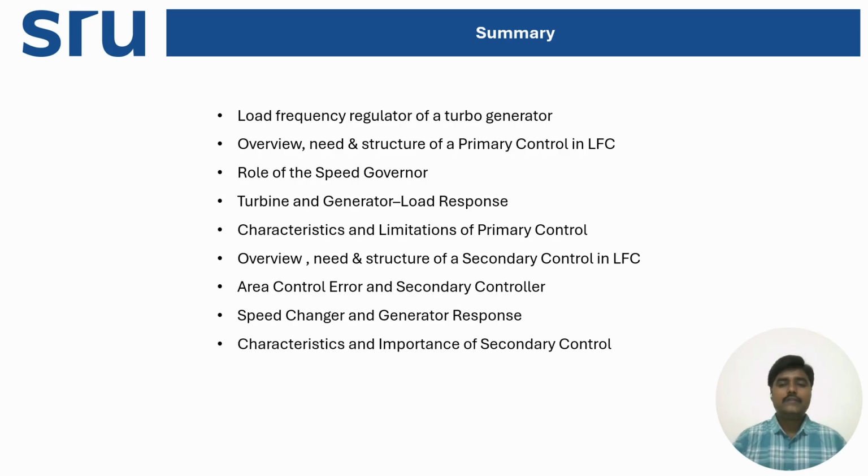So now we can summarize what we have seen in this lecture. We have discussed the load frequency regulator of a turbo generator, and we have seen the overview, need, and structure of both primary control and also the secondary control. And we have seen the characteristics and limitations of both primary control and the secondary control. And we have introduced area control error in the secondary control. And we have seen how the speed changer and generator respond to changes in the frequency.